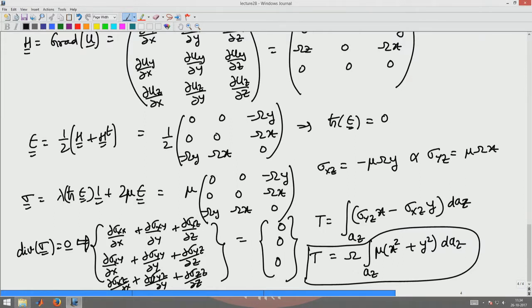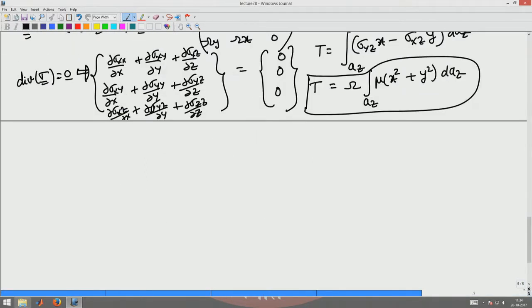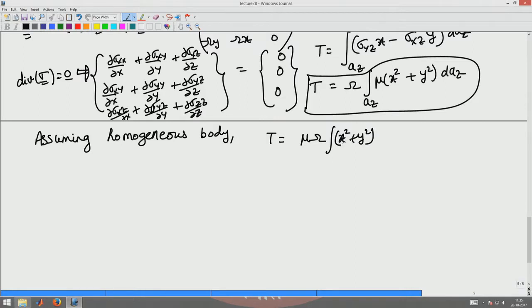Okay. Now, further simplification is possible if I assume that the member or the structure is a homogeneous body. I have T to be given by mu omega. I can pull the mu outside since I assume the body is homogeneous. The shear modulus mu is not a function of x, y or z. So, I move that outside. That will be the integral of x square plus y square dA.